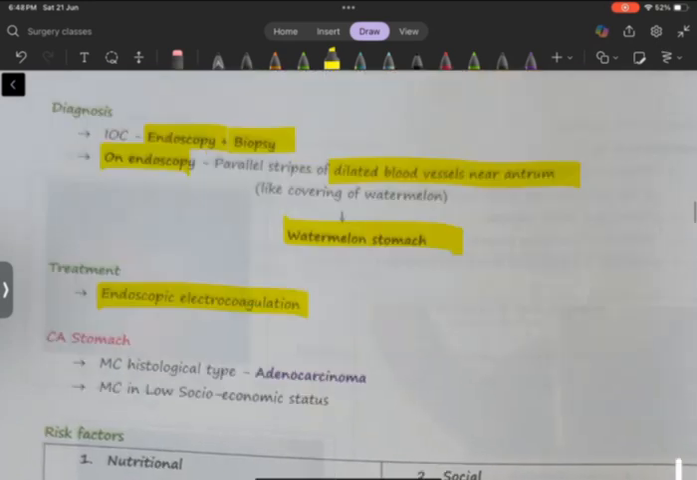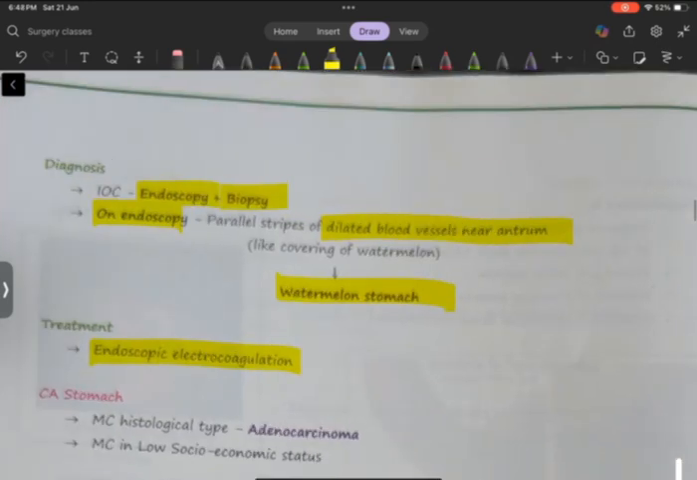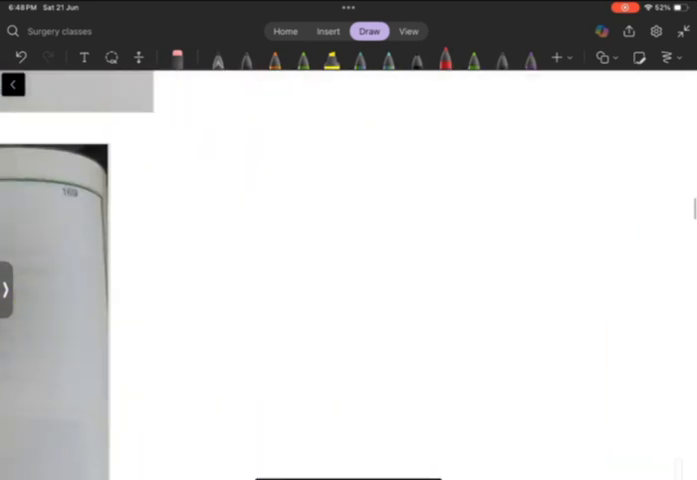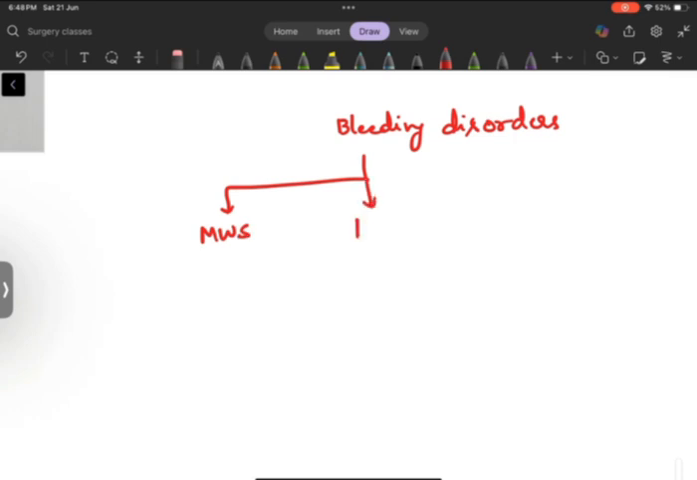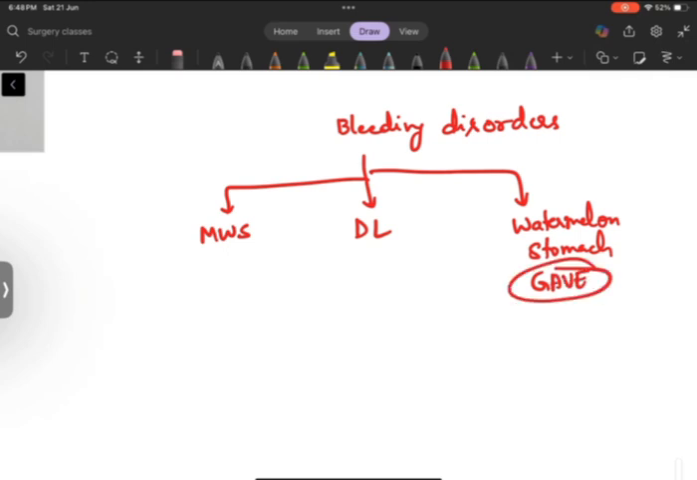Okay, so these were the bleeding disorders of stomach. Under bleeding disorders of stomach, we discussed three main pathologies. Mallory-Weiss syndrome, Dieulafoy's lesion, watermelon stomach, or this can be called gastric antral vascular ectasia.